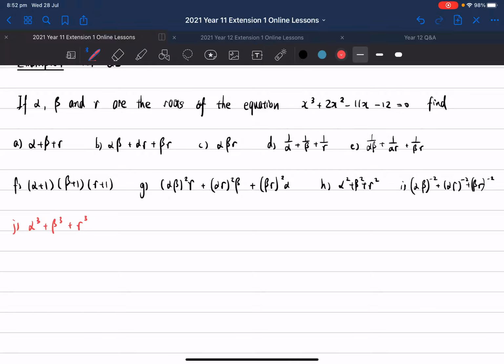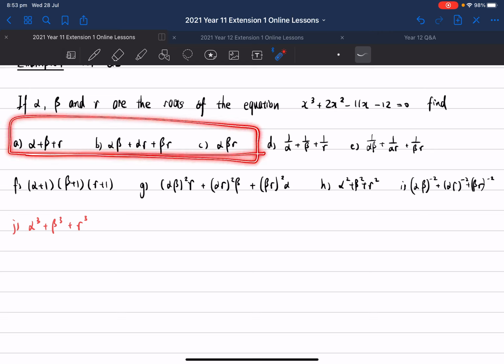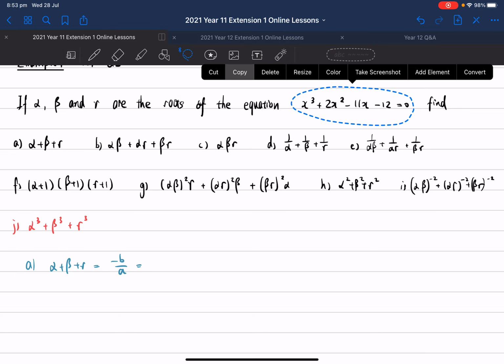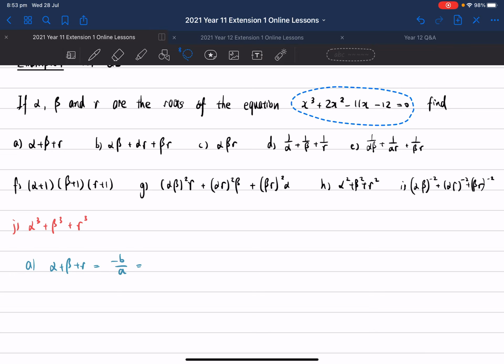Let's start with the first one. In order for you to find the first 3, that's just a formula, so this is easy. Okay, so we'll start with the first question here. Alpha plus beta plus gamma is equal to minus b on a. And then according to the question here, I'm just going to copy this question down as it's easier for me to refer to it. Okay, so here we go.